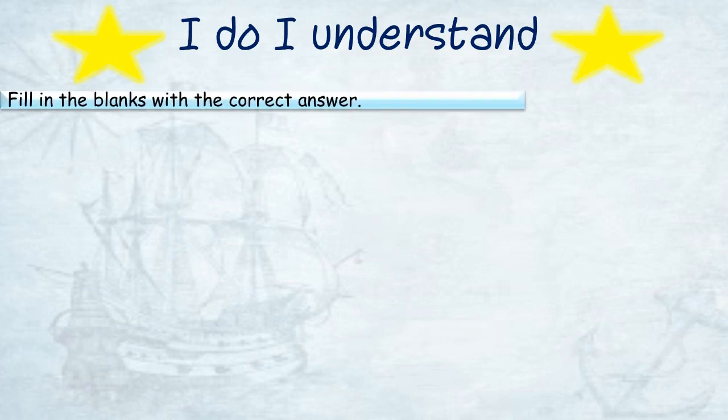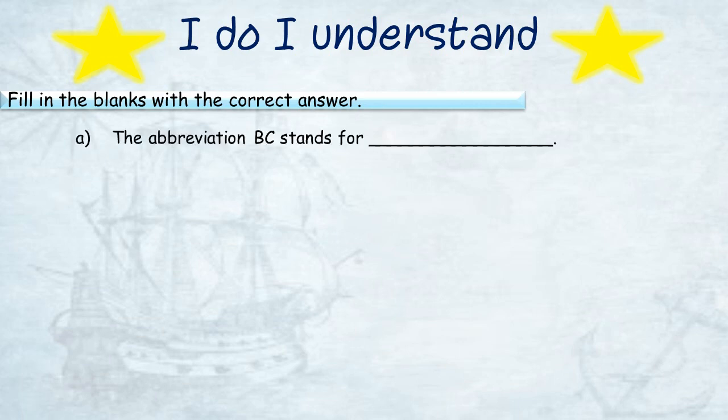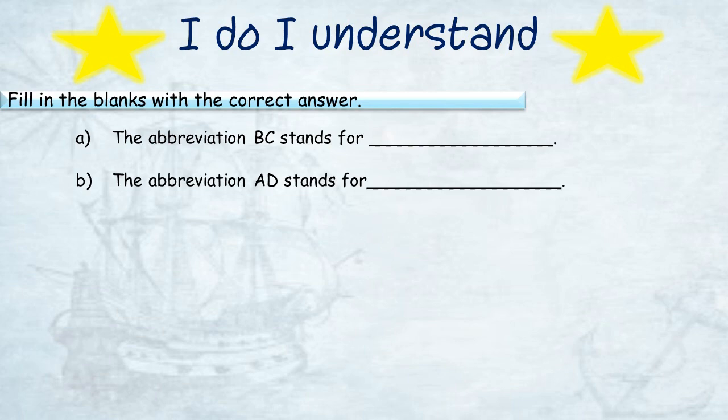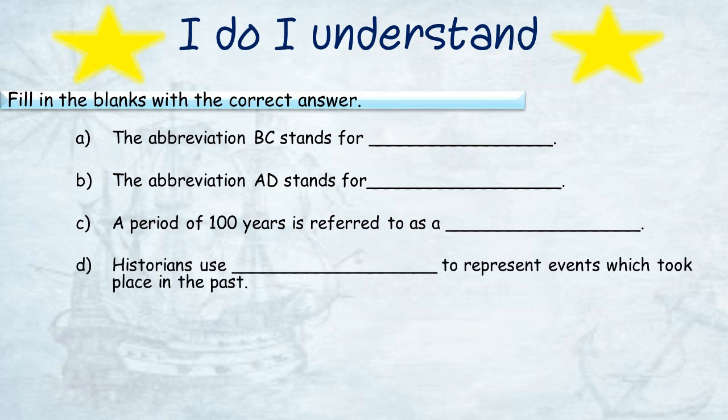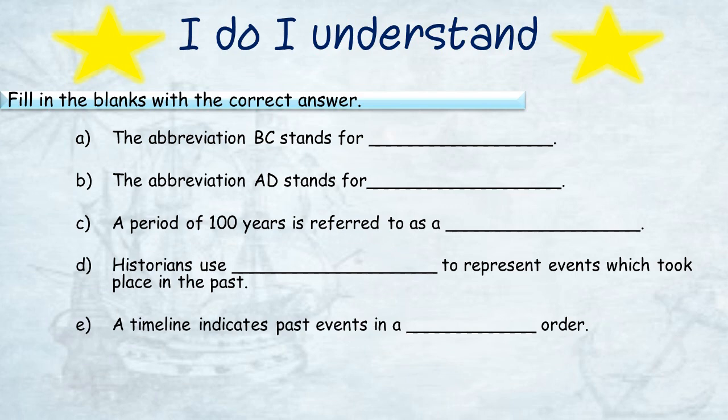Let's see if you have well understood. Fill in the blanks with the correct answer. The abbreviation BC stands for. The abbreviation AD stands for. A period of 100 years is referred to as. Historians use to represent events which took place in the past. A timeline indicates past events in a order.